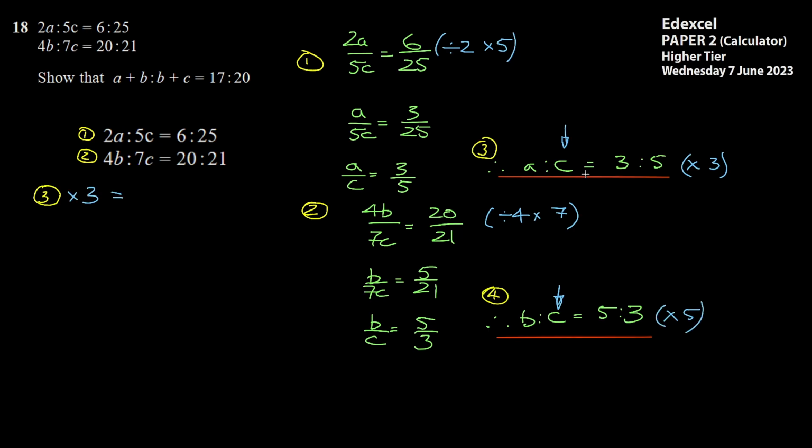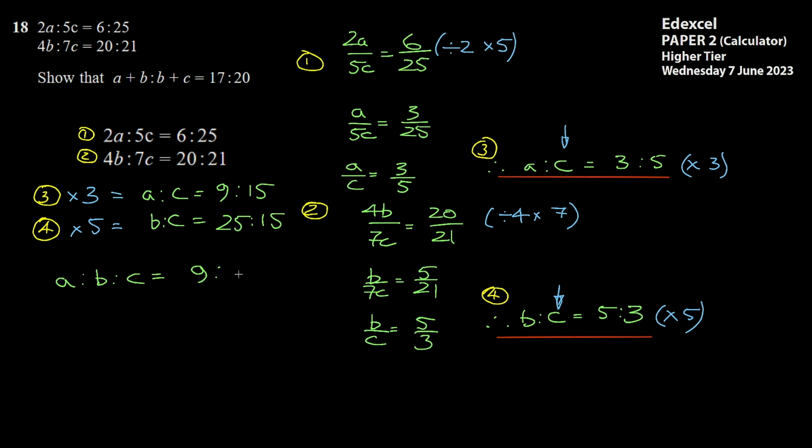So if I multiply this ratio by 3, I get that A to C is equal to 9 to 15. And similarly, if I multiply this ratio by 5, I get B to C is equal to 25 to 15. So A to B to C is equivalent to 9 to 25 to 15.